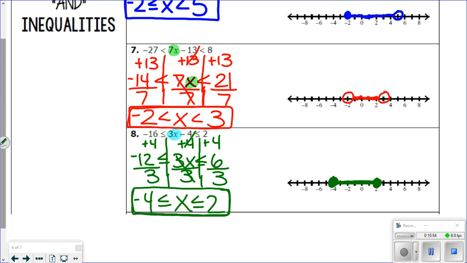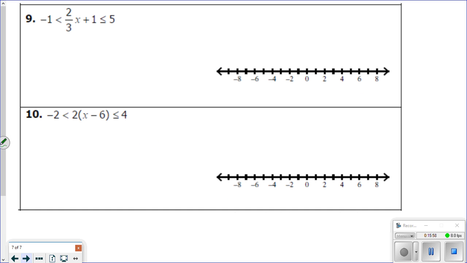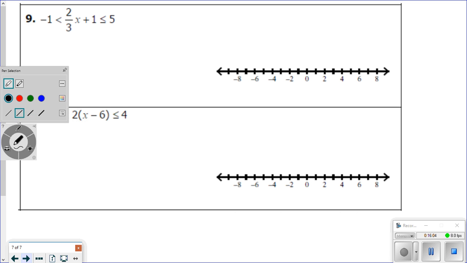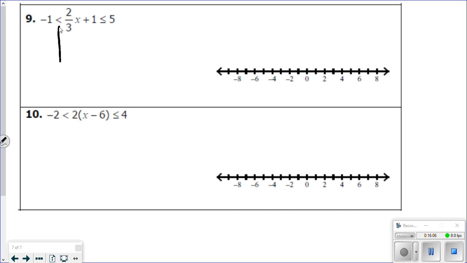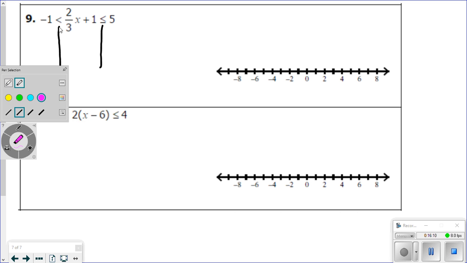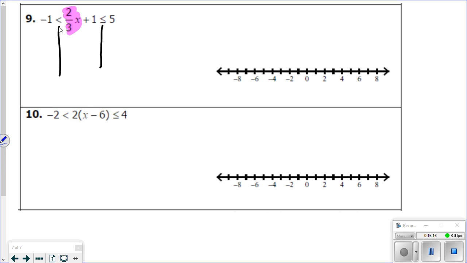Question 9. We have a fraction here, which is okay. We've dealt with fractions a little bit this year. We're going to draw our lines down. We want 2/3 x by itself. So let's get rid of this plus 1.